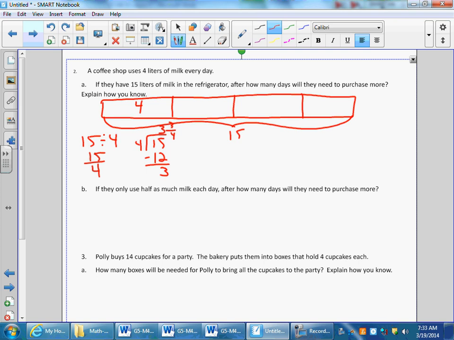Let's label this day 1. This would be day 2. I'm looking at 3 and 3 fourths. Here's day 3. Okay, that's 4 liters, 4 liters, 4 liters. The better you label, the easier it's going to be to see exactly what you need. Day 4, I only have 3 liters, but I need 4.